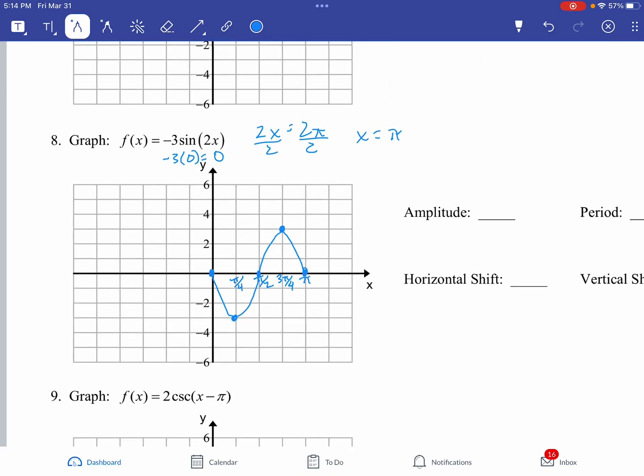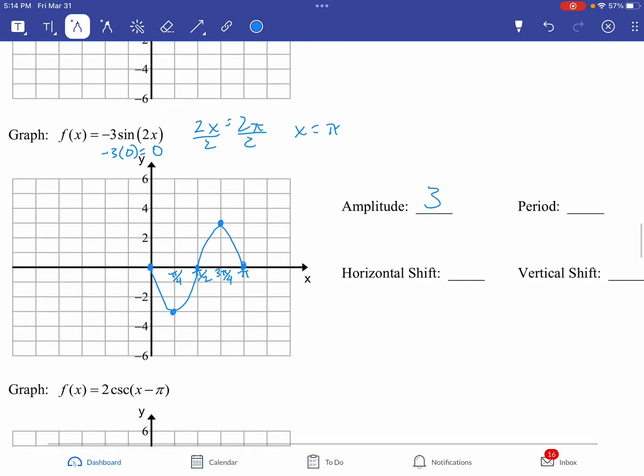Okay. My amplitude will be +3. My period will be pi. There was no horizontal shift, and there was no vertical shift.